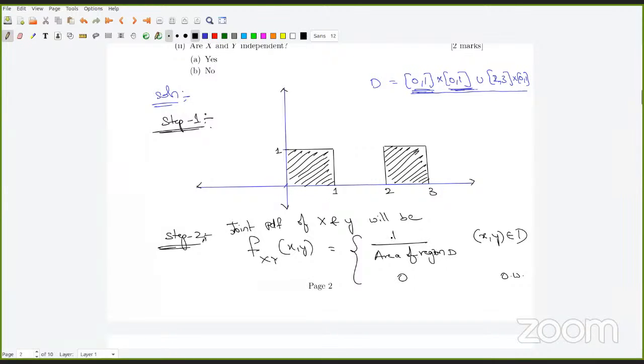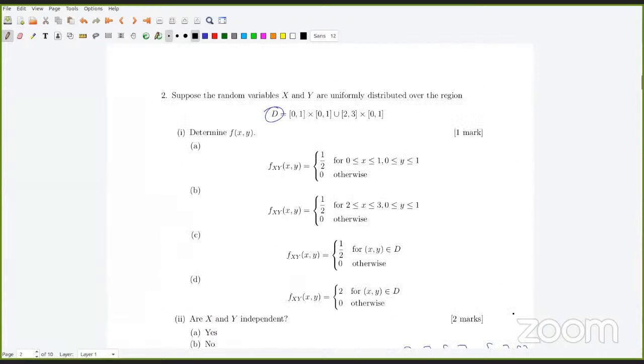So what will be the area of this region? Area will be 2. Yes, the area of this region is 1 and the area of this region is 1, so the total area is 1 plus 1, which is 2. Just substitute 2 in place of the area of region D. So it will be 1 by 2 in the region D and 0 otherwise. So this will be the joint PDF of X and Y. This is the first part of our question, so option C will be the correct answer.